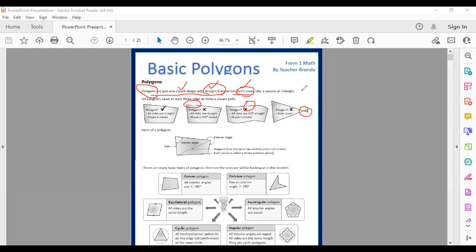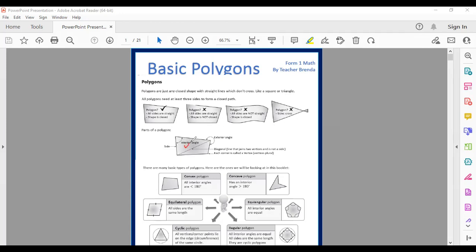Like a square, like a triangle, like a rhombus, like a parallelogram, like a trapezium, and so on. They are all polygons. Polygon is the mother of all shapes, maybe grandmother. Okay. Now, next, parts of a polygon.